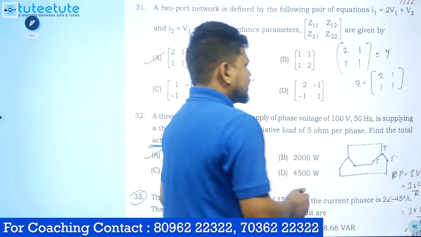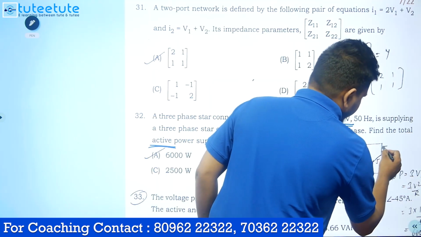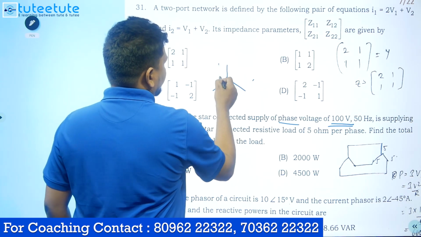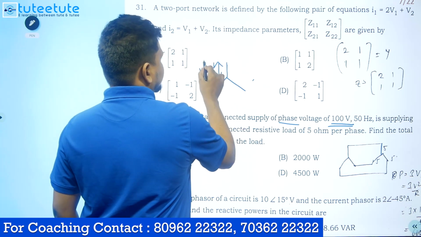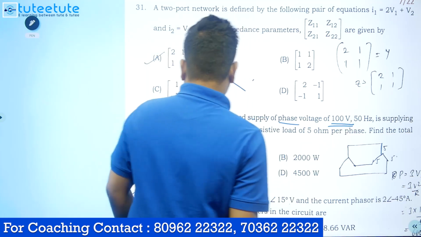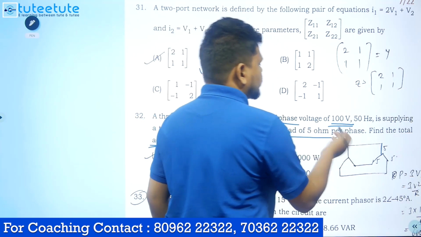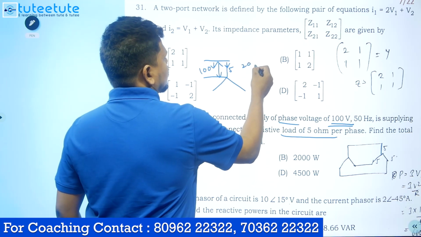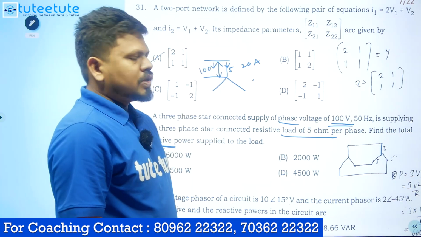The voltage they have given is a phase voltage. That means this is the first phase. Let's write down here: first phase, second phase and third phase. This phase voltage is 100 volts, 50 Hz, that is AC only. Only the phase voltage they have mentioned. And what is the resistance in each and every phase? It is a three-phase connected resistive load of 5 ohms per phase. So this is 5 ohms. What is the phase current? 100 divided by 5, that is 20 amperes. So 20 amperes will be the phase current and 100 volts will be the phase voltage.